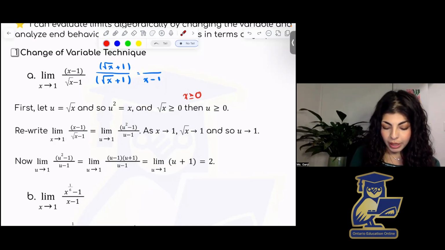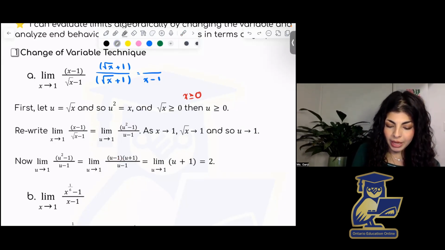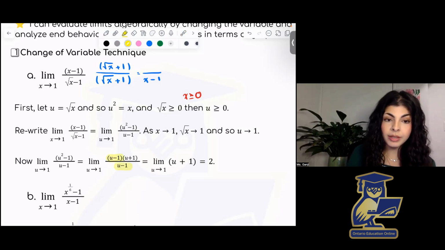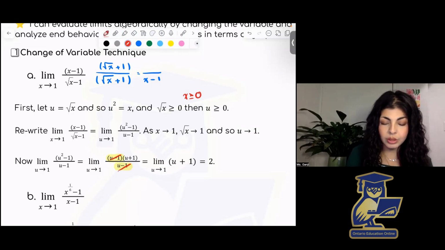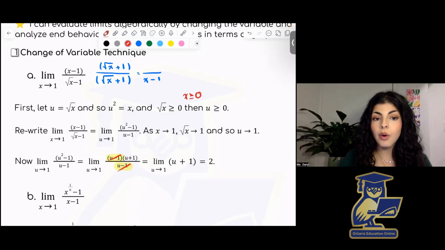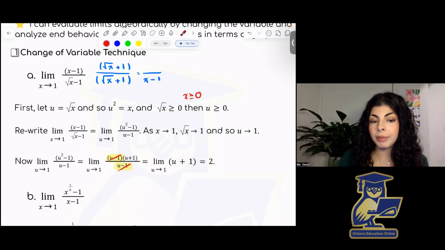So we're just going to write that as u minus 1 times u plus 1. And now I can see that u minus 1, that's creating that 0 in my numerator and denominator, can actually be canceled out. And all you're left with now is u plus 1, which, given our limit of u approaching 1, we just solve through substitution to get 2. And so that will actually be the limit of the original function as well. And I'm just going to show you this on the graph.